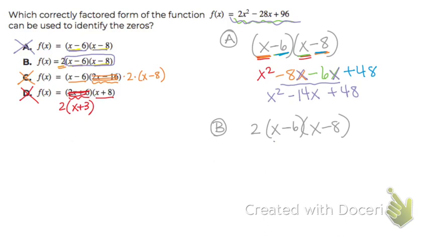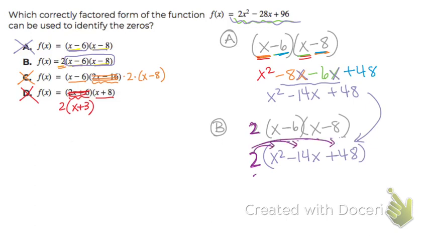So rather than remultiplying this again, we already did. Let's just bring that down. And we multiply each of those terms by 2. So when we do that, we're just distributing this 2 to each term. We get 2x squared minus 28x plus 96. And that is our original polynomial, so we know the answer is B.